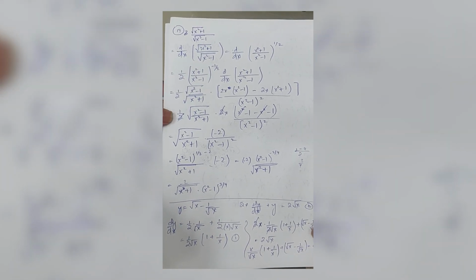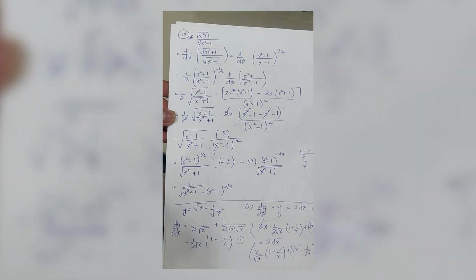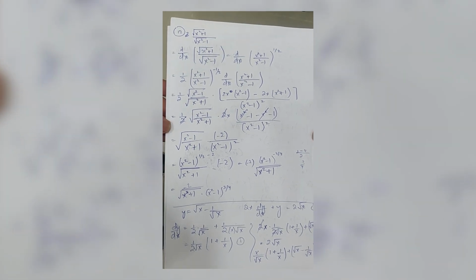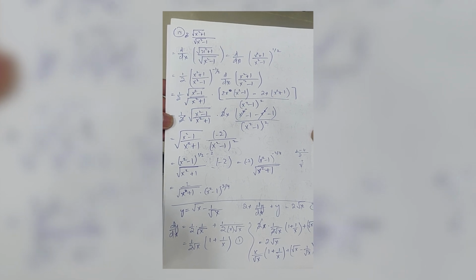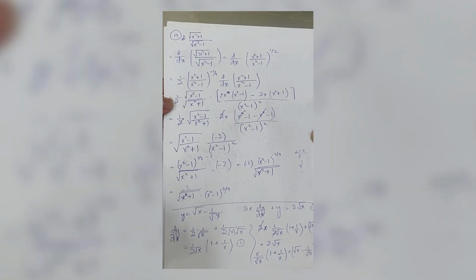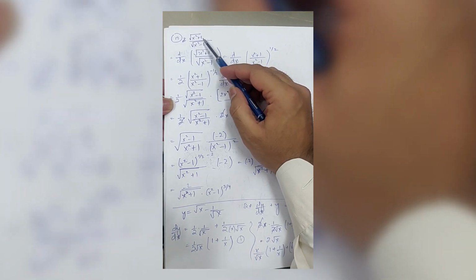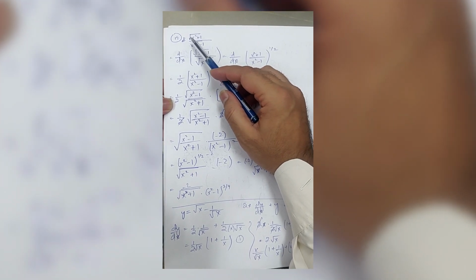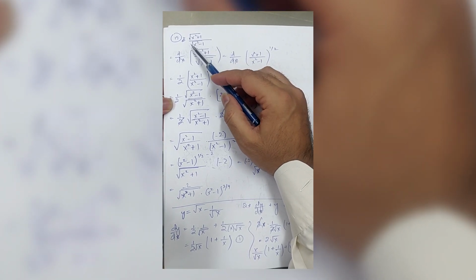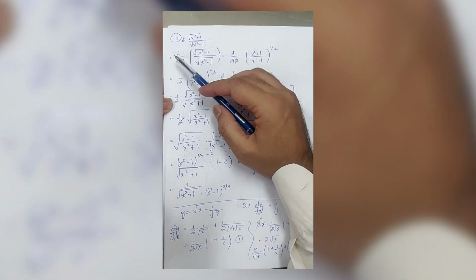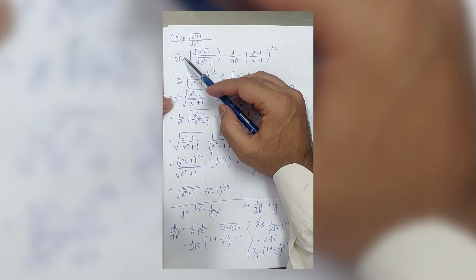Today we will solve some more differentials, derivatives, to practice and improve our differentiation skills. So the first question is, we have to find the derivative of this function: x times the square root of x squared plus 1 divided by the square root of x squared minus 1. So I'm going to take the derivative of this.